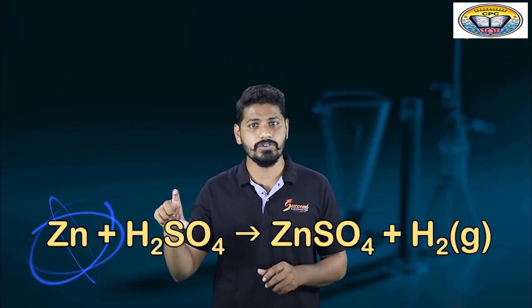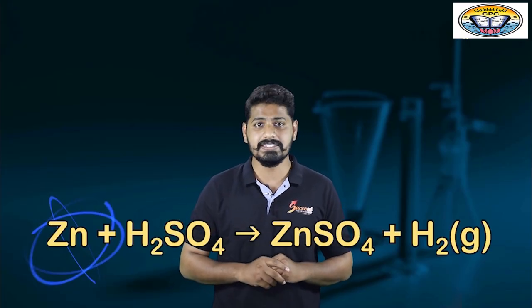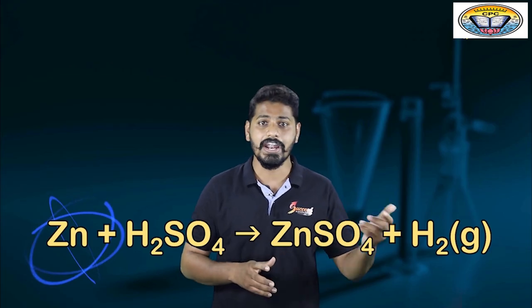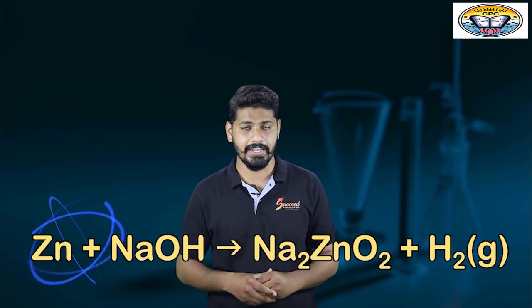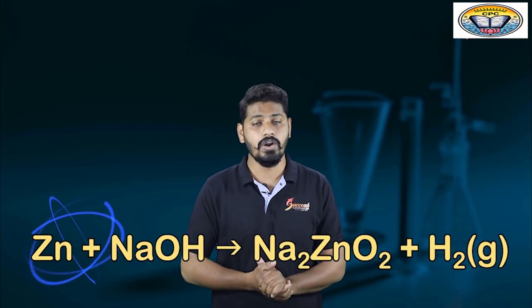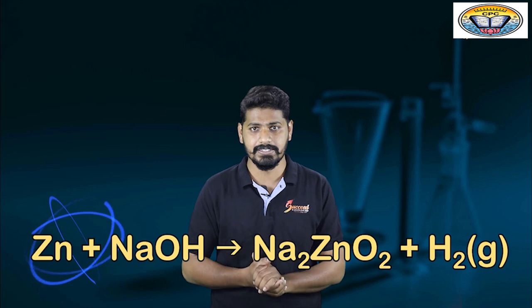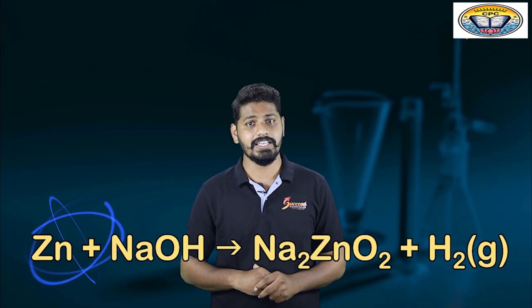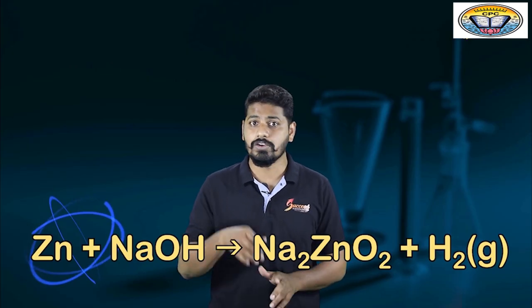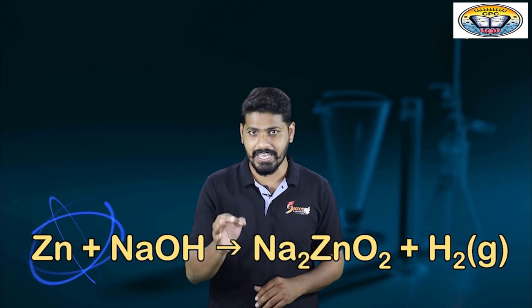When zinc is added to H2SO4, it forms zinc sulfate along with the liberation of hydrogen gas. Now in the same way, whenever a base is reacted with a metal, it forms a respective salt along with the liberation of hydrogen gas. Let me give an example. When zinc is reacted with sodium hydroxide, it forms sodium zincate along with the liberation of hydrogen gas. In both cases, I mean when acid is reacted with a metal as well as when base is reacted with a metal, the common product we get is hydrogen gas, right?